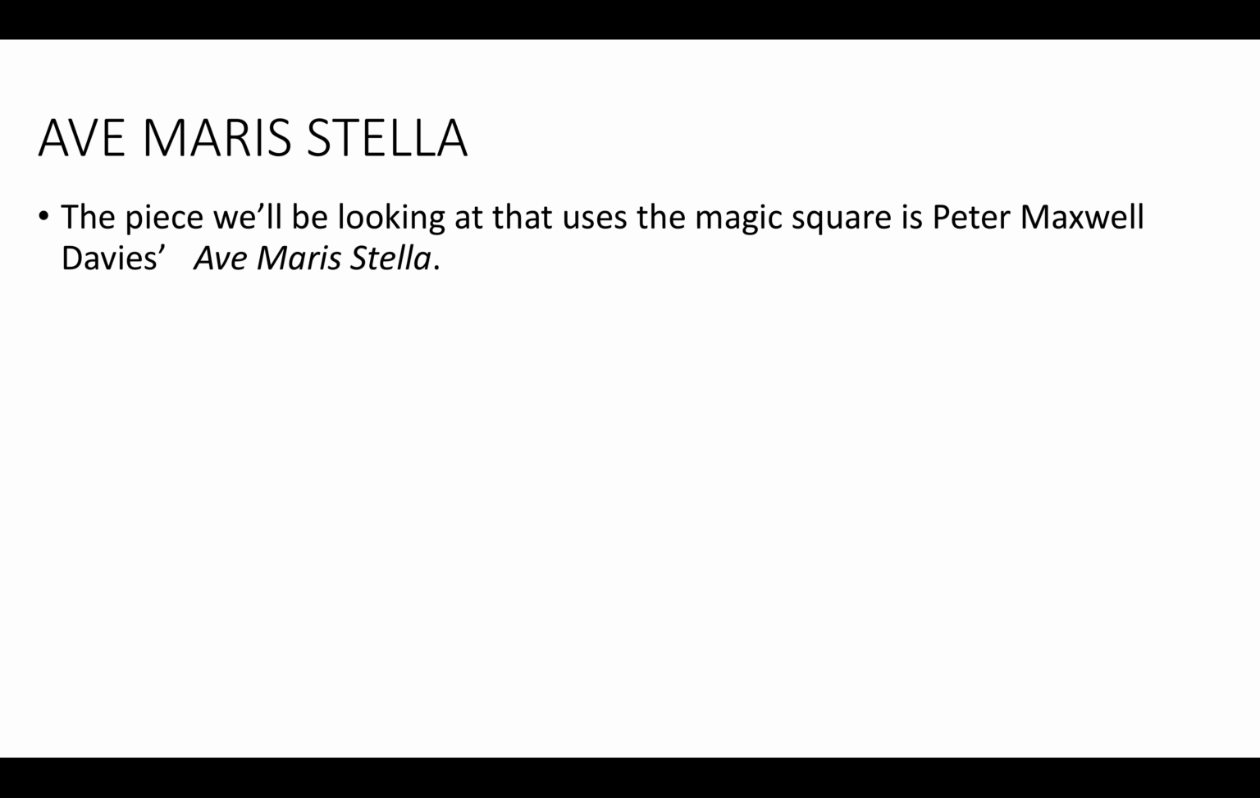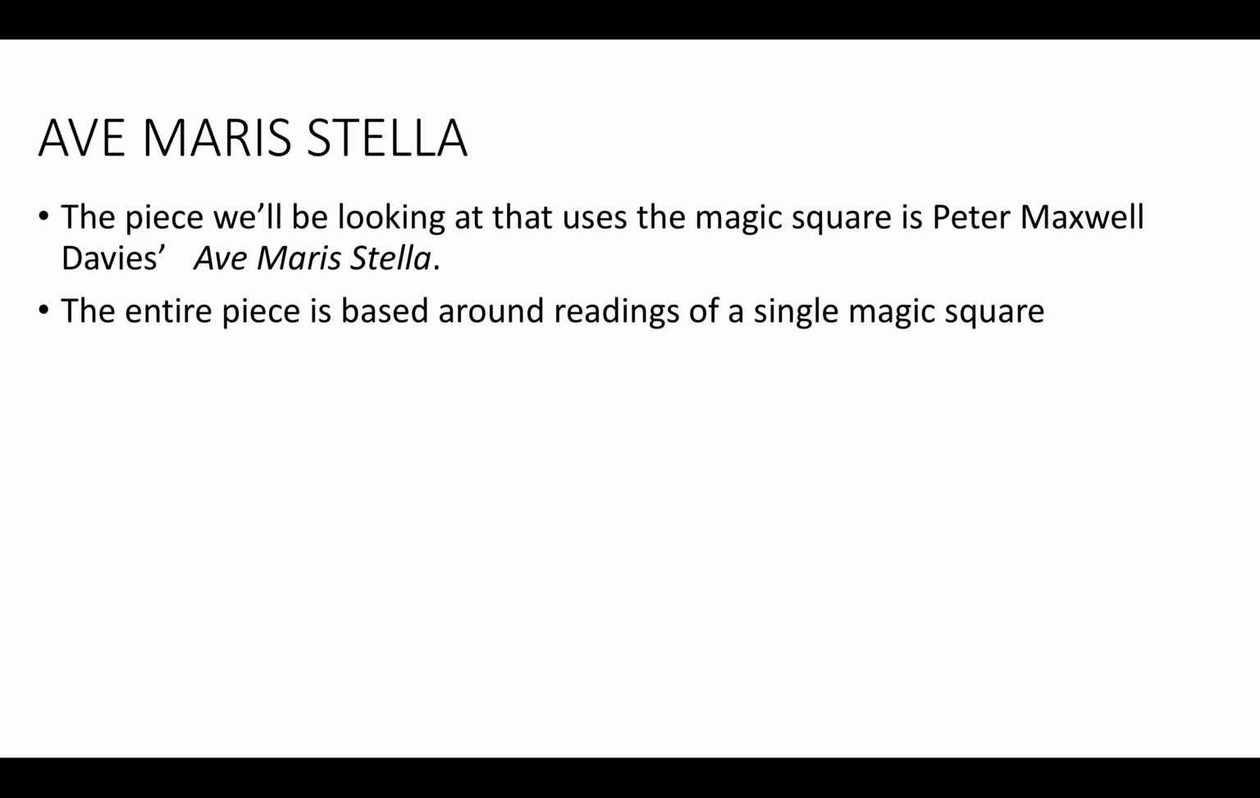Welcome to video 1. We're going to look at magic squares as a means for generating compositional material. So first, a bit of context about the piece Ave Maris Stella. This is one of Peter Maxwell Davies' most well-known pieces, and the entire piece is based more or less strictly around readings of a single magic square.